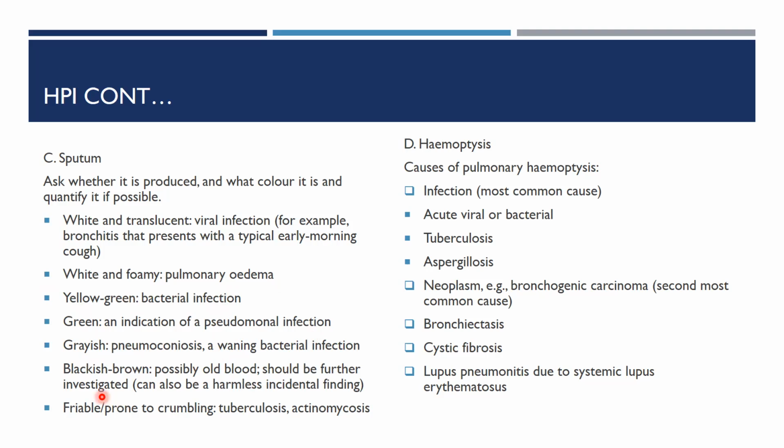It's a could be. But then if your sputum is easily broken up, that's usually a tuberculosis or an actinomycosis thing. Then hemoptysis. This is where blood comes in. Now you're coughing out blood. So causes of pulmonary hemoptysis. There's infection, which is the most common. It can be acute, viral, or bacterial. It can be TB.